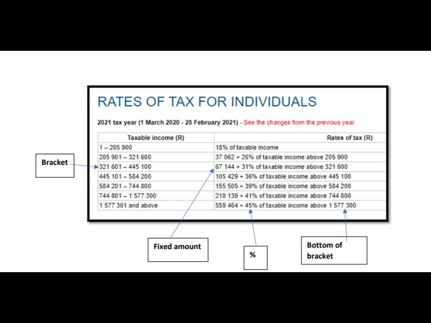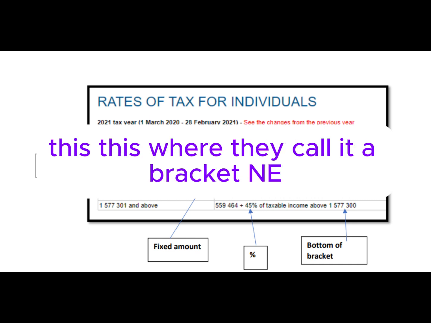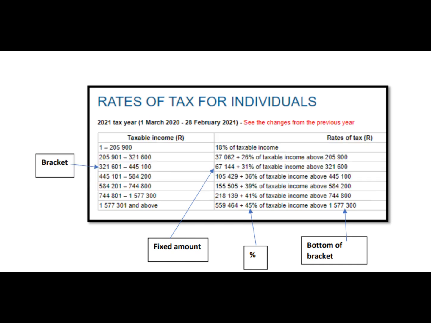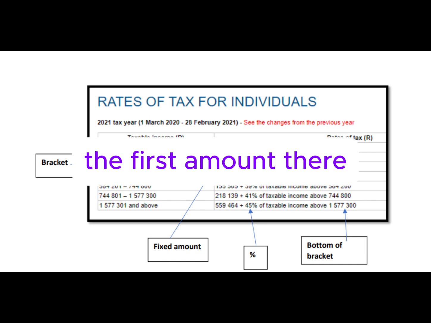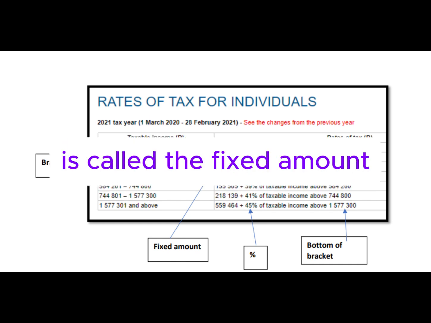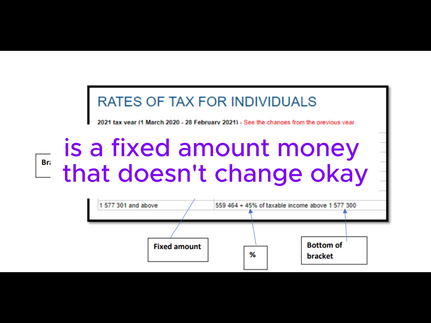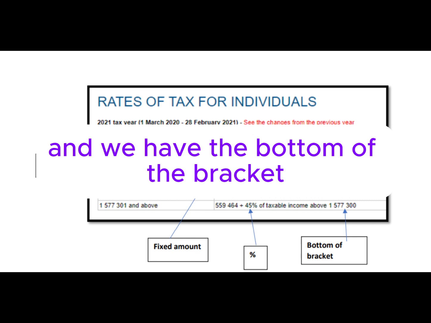Then let me explain this bracket. On the left hand side, this row, they call it a bracket. Then when you go to the right side, the first amount there, the 67,144, is called the fixed amount. It is a fixed amount, money that doesn't change. Then we have the percentage, then we have the bottom of the bracket.